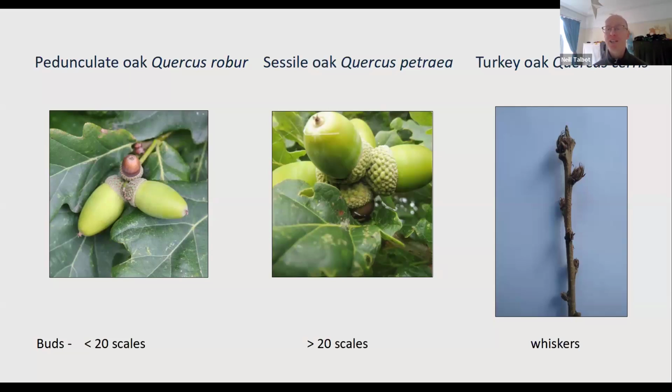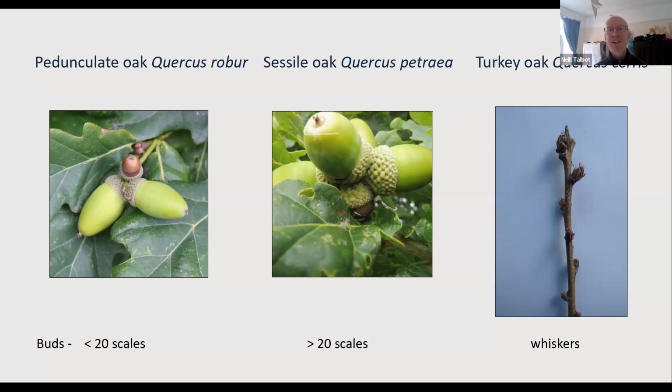Right, so I'm going to say a bit about the oaks. We've got two native oaks, the pedunculate or English oak and the sessile oak. And then there are a number of non-native oaks that have become naturalized and can be a bit of a problem species. So we've got Turkey oak here. Just a bit about some of the differences between pedunculate and sessile oak to start off with.